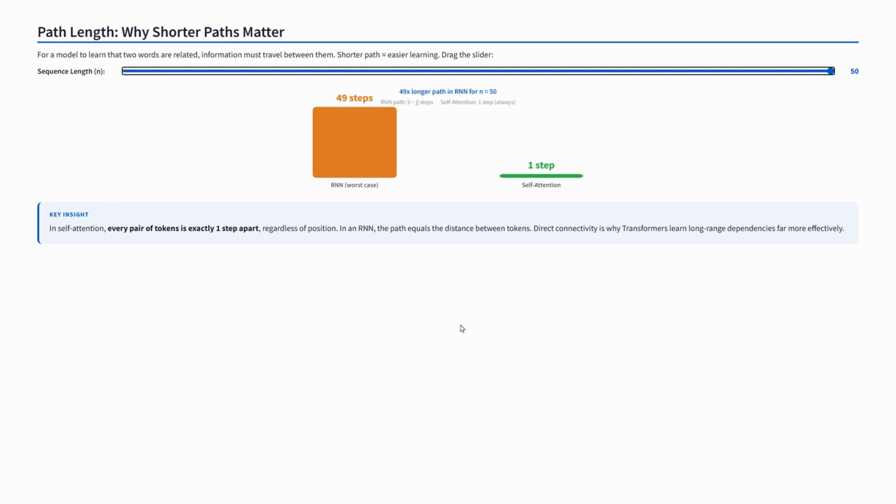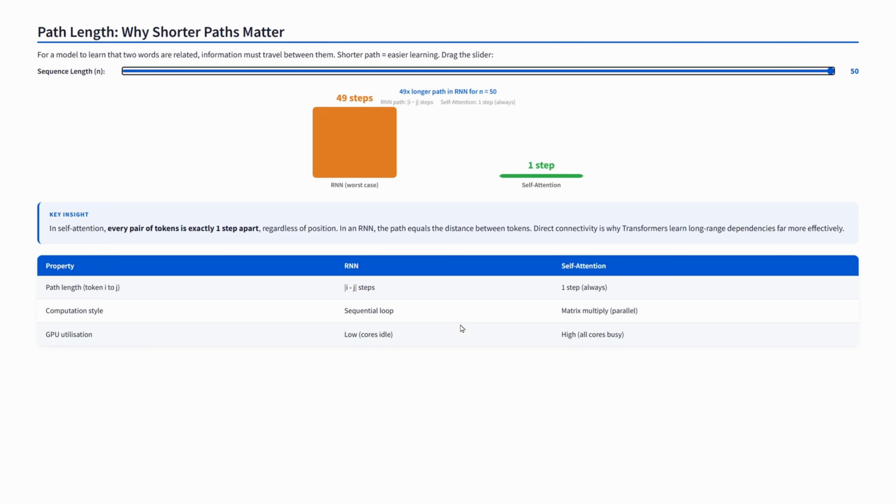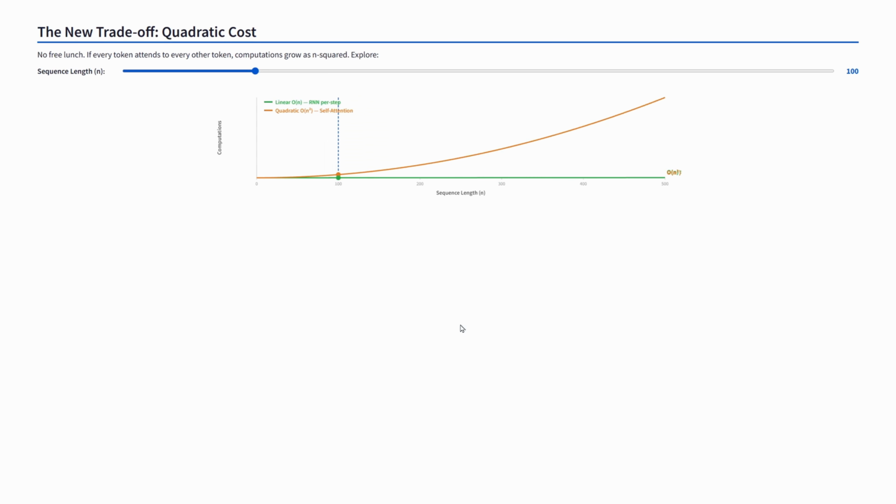And here's the full picture in the table. Path length: the RNN grows with distance, self-attention stays 1. Computational style: RNN uses a sequential loop, self-attention uses matrix multiplication. GPU utilization: RNN leaves most cores idle, self-attention uses all of them. Everything lines up in one direction. Now here's the part where you might be thinking, this sounds too good to be true. And you would be right.